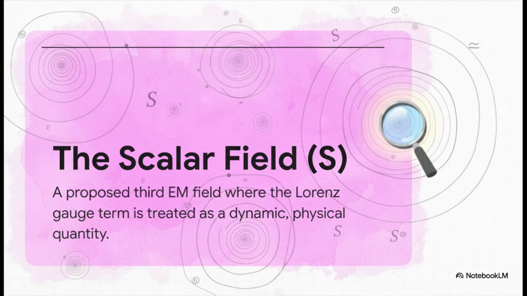So let's give it a name. Let's call this thing S for scalar field. The idea here is that this isn't some condition you force to be zero. It's a new, living, breathing quantity, a third type of electromagnetic field that's been hiding inside Maxwell's equations this whole time. We haven't changed the equations one bit. We've just decided to stop ignoring a part of them.